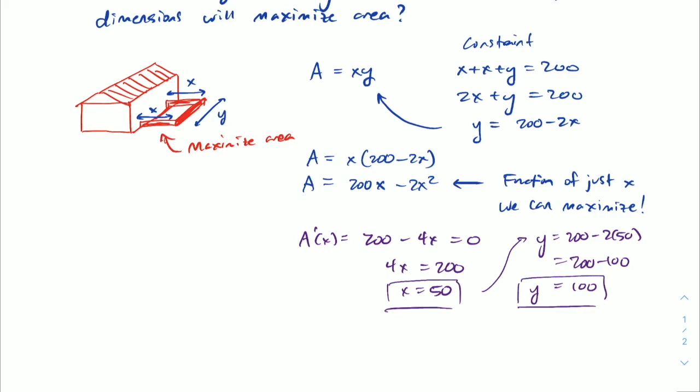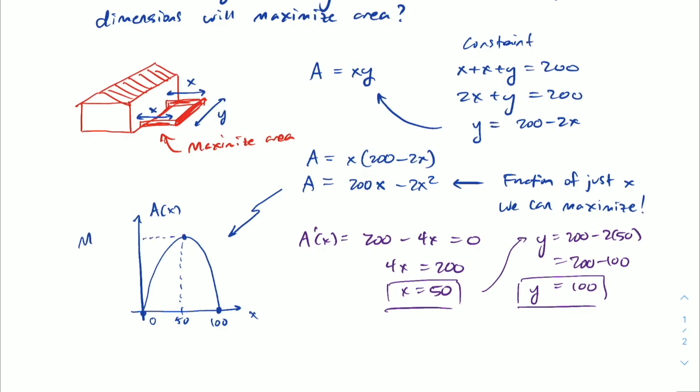We can see that these x and y values correspond to a maximum by graphing our area function. If we graph our area function, it has zeros at 0 and 100, and it has a vertex at 50, and that corresponds to the max area. Okay, let's do another example.